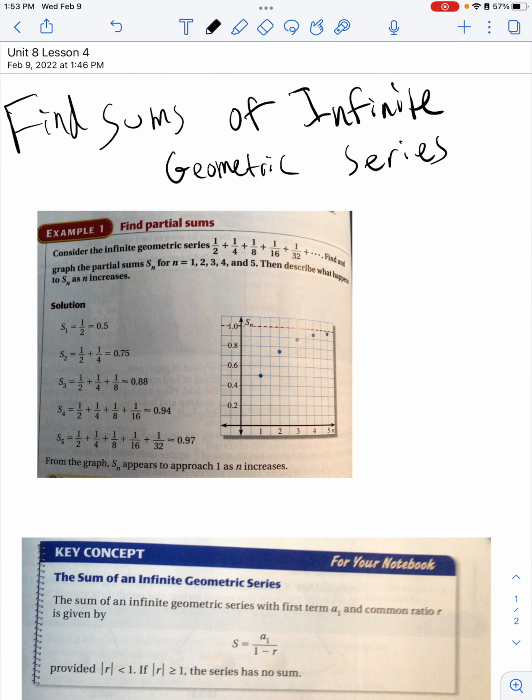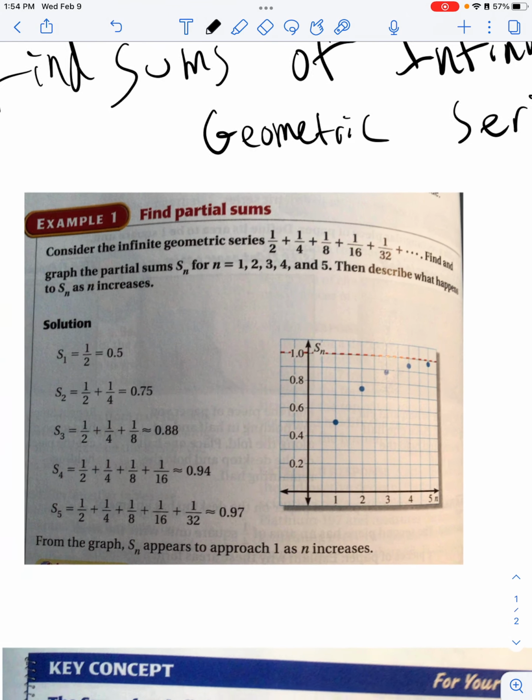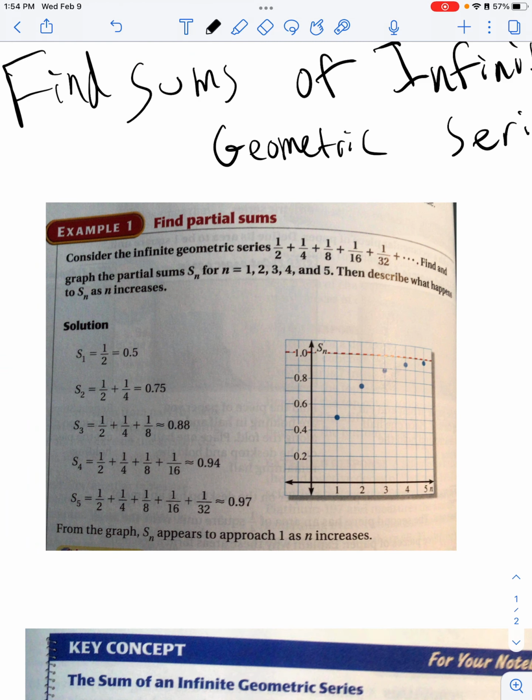All right, here we go. Continuing on, we are going to look at partial sums and sums of infinite geometric series. So a sum that you just add up to a certain number of terms is called a partial sum. The partial sum of an infinite geometric series may approach a limiting value.